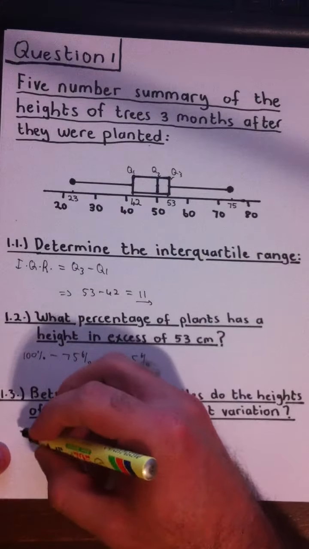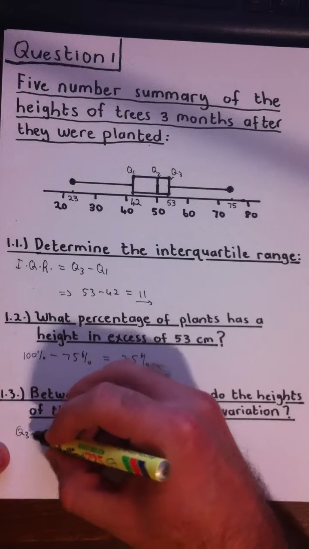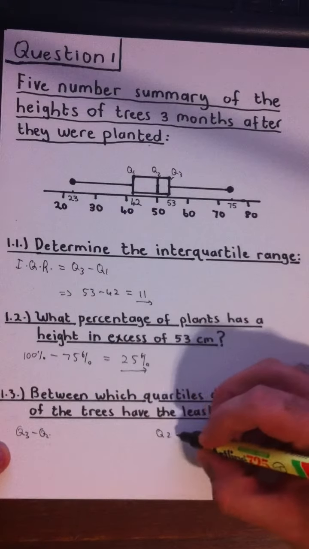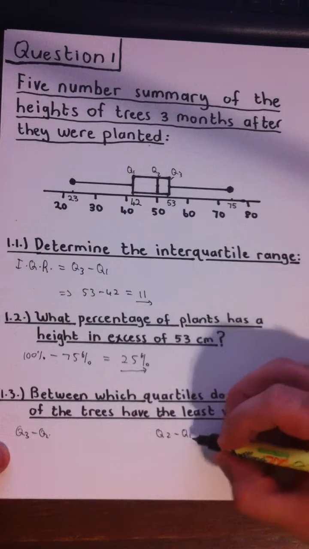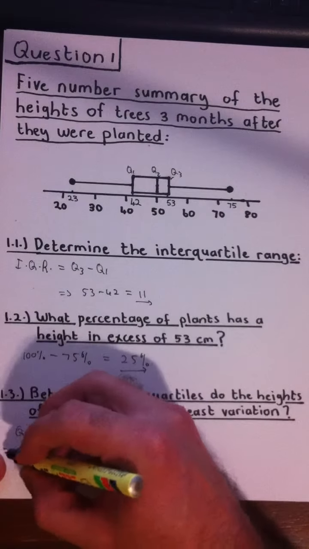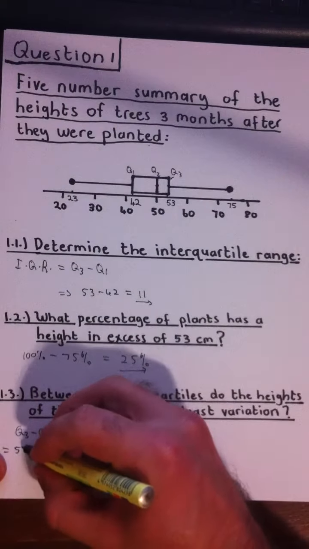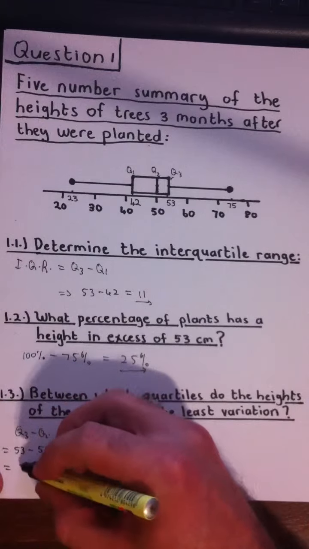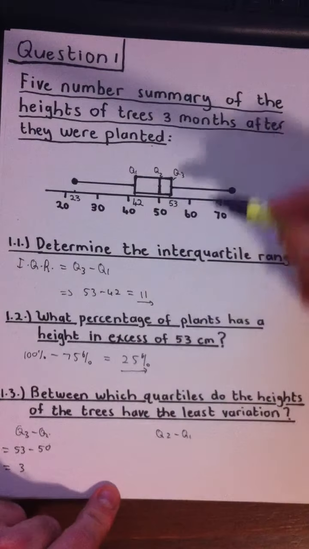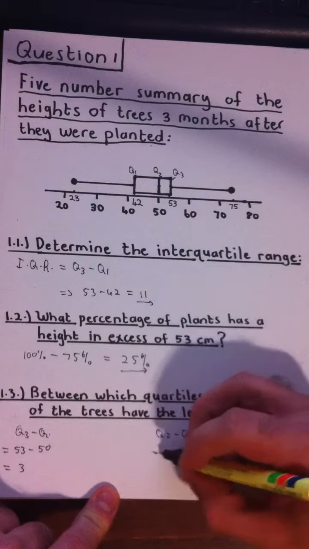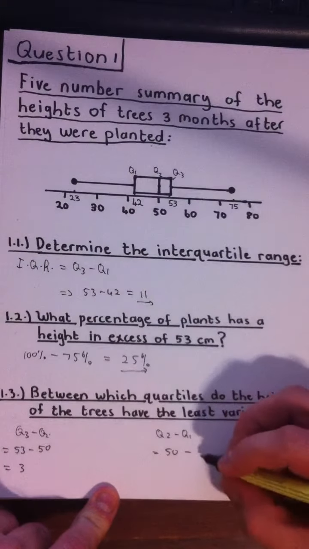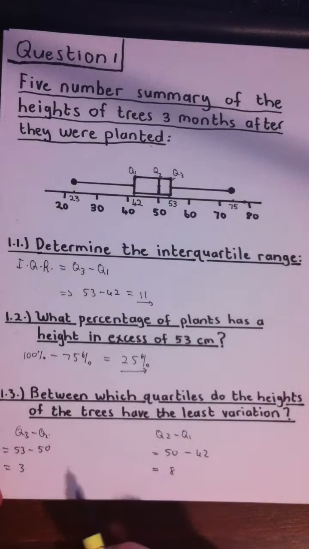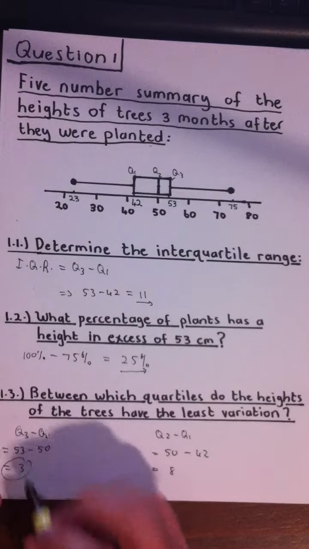We'll try and find the minimum of the different quartile differences. So Q3 minus Q2 would be our one option, and Q2 minus Q1 would be our other option. Q3, that's 53, minus Q2, which is 50, is equal to 3. Q2 minus Q1: Q2 is 50, minus Q1, which is 42, is equal to 8. So which one has the least variation? This one. That's the smallest answer.